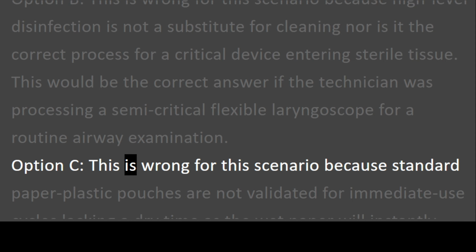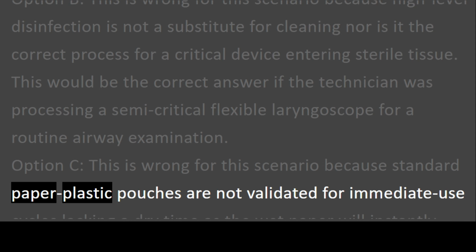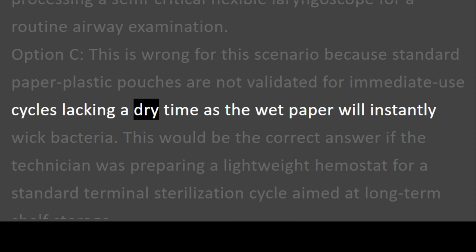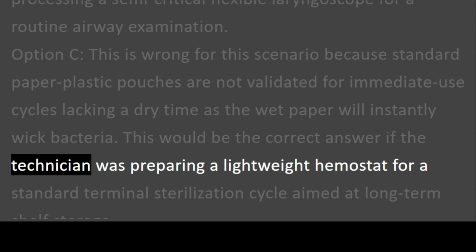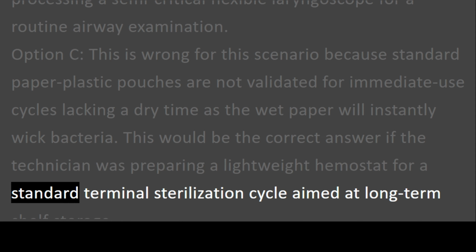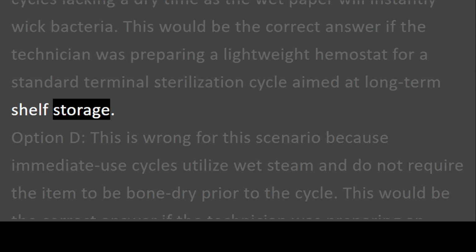Option C. This is wrong for this scenario because standard paper plastic pouches are not validated for immediate use cycles, lacking a dry time, as the wet paper will instantly wick bacteria. This would be the correct answer if the technician was preparing a lightweight hemostat for a standard terminal sterilization cycle aimed at long-term shelf storage.